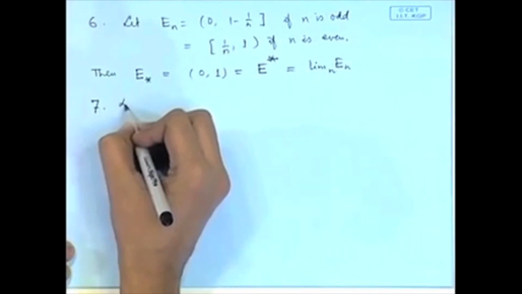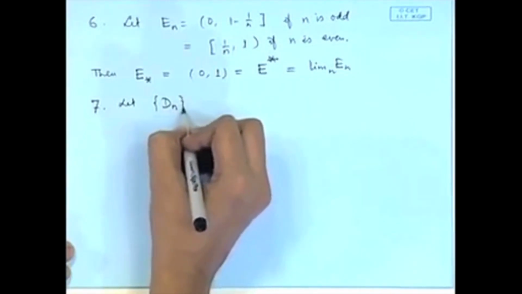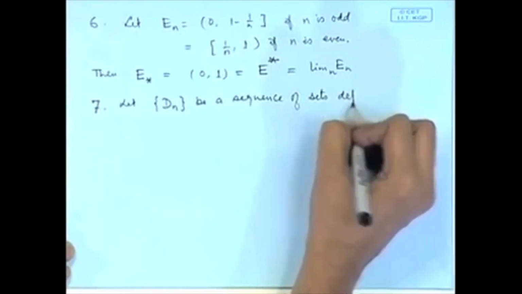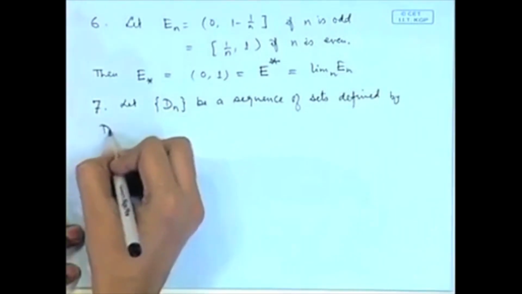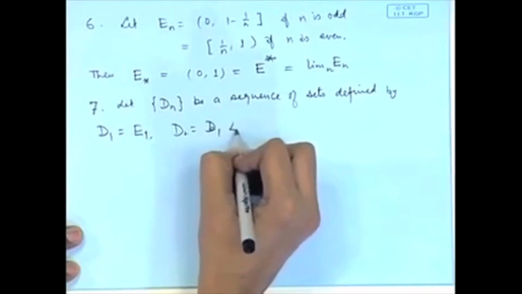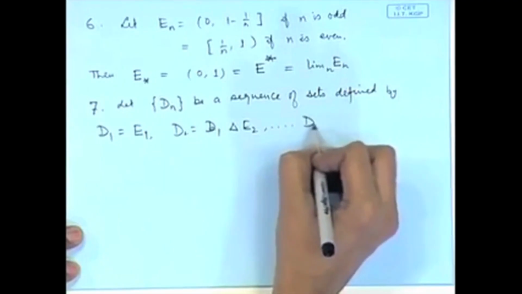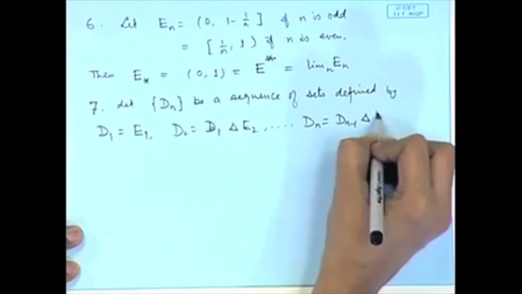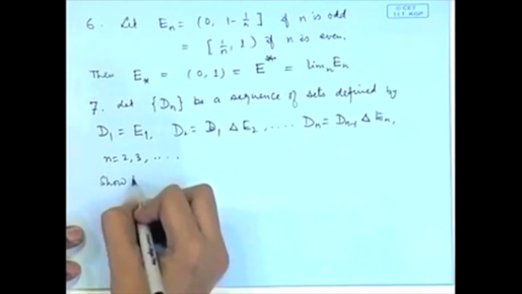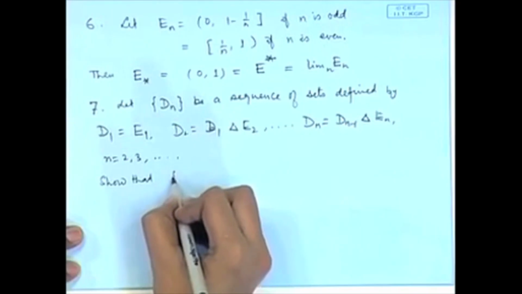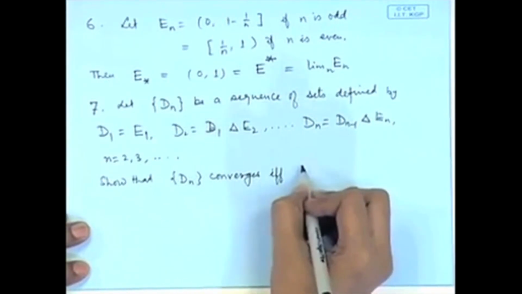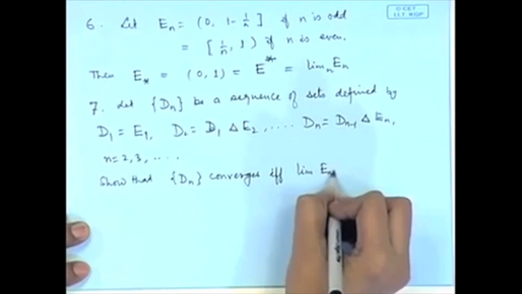Let me complete today's lecture by giving the final exercise. Let us consider a sequence dn defined by d1 is equal to E1, d2 is equal to d1 delta E2. In general, dn is equal to d(n minus 1) delta En for n is equal to 2, 3 and so on. Show that the limit of the sequence dn exists if and only if the limit of the sequence En is equal to the empty set.